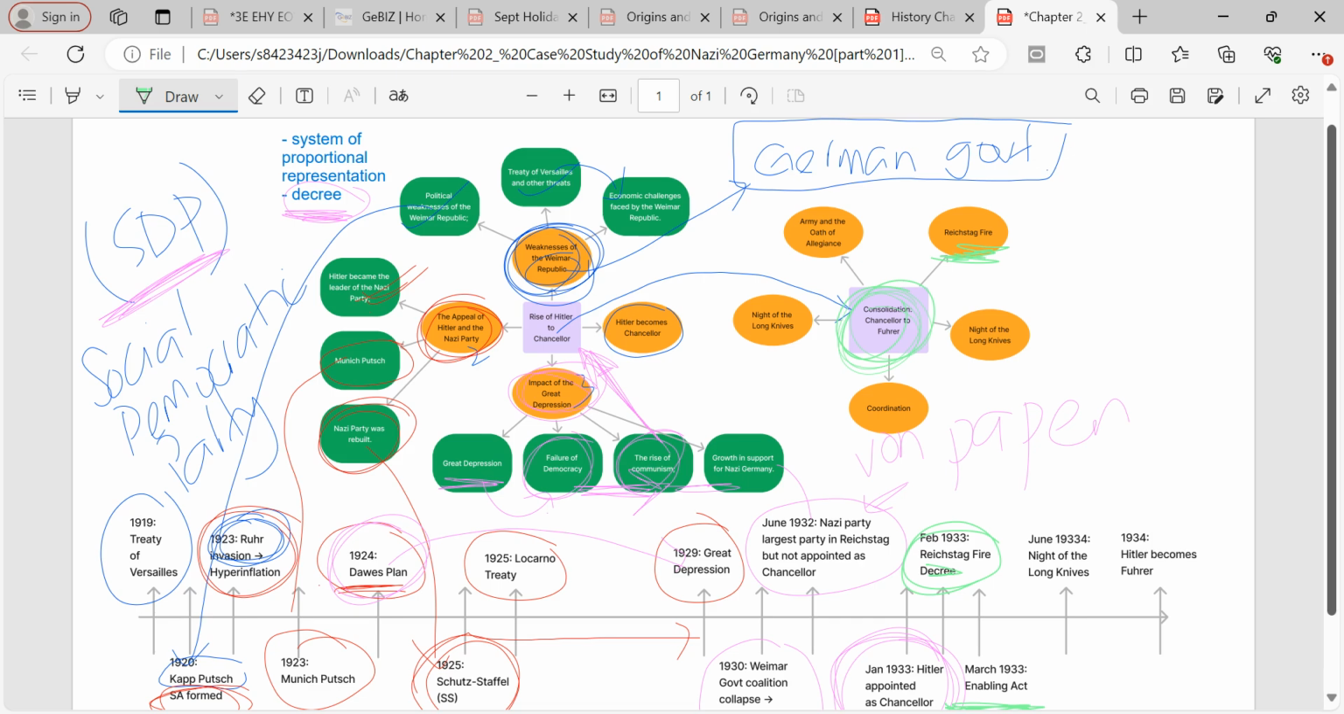Ooh, this should be Enabling Act here. I didn't fix it from before.